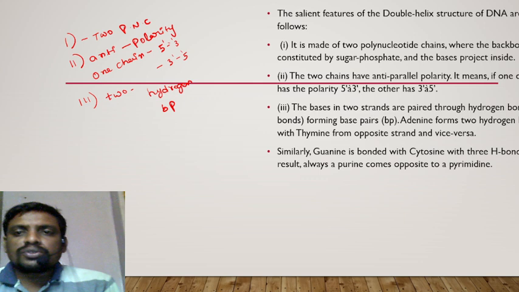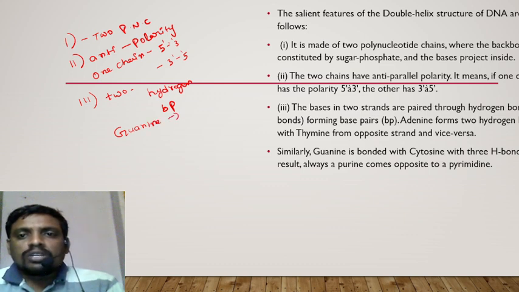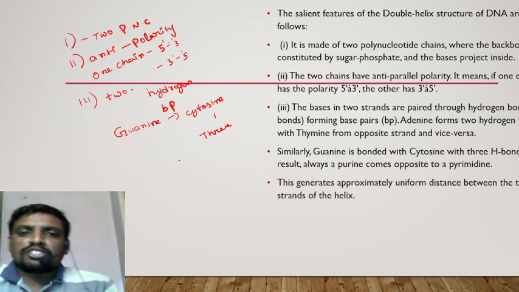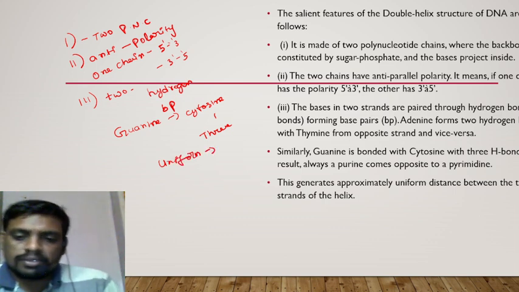Only adenine forms two hydrogen bonds with thymine. Similarly, another interesting character is guanine, which is bonded with the cytosine with 3 hydrogen bonds. Very important point. And as a result, always a purine comes opposite to a pyrimidine because of this condition. This generates approximately the uniform distance between the two strands of the helix.